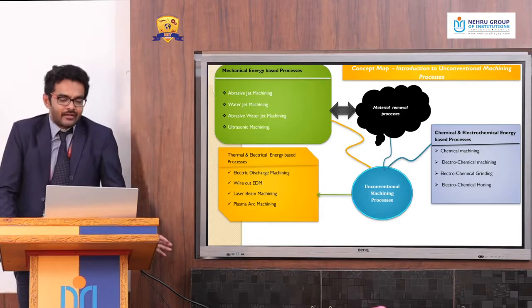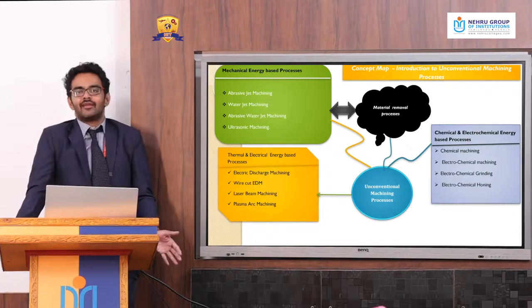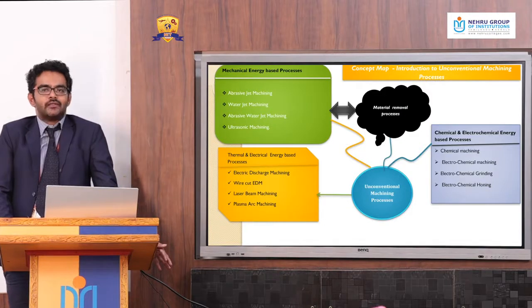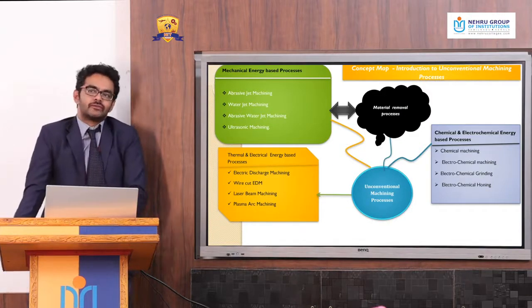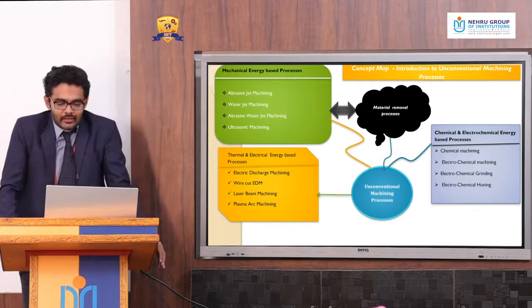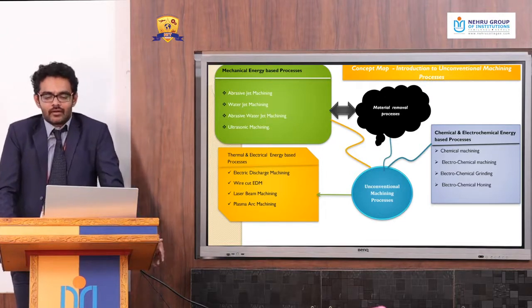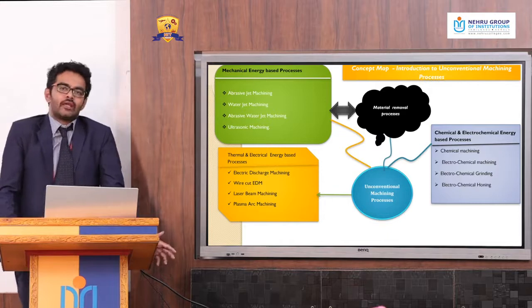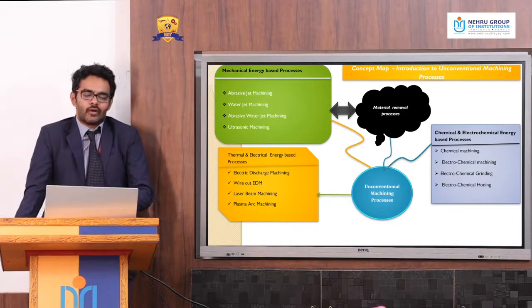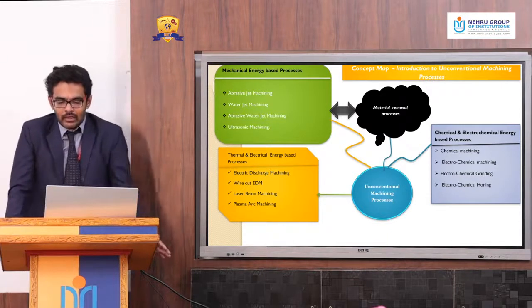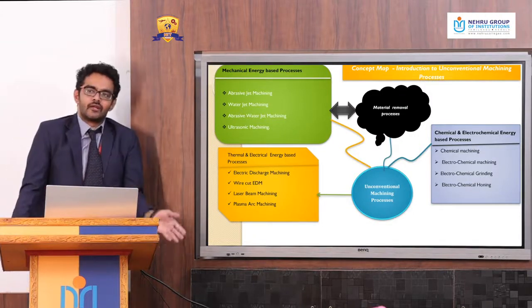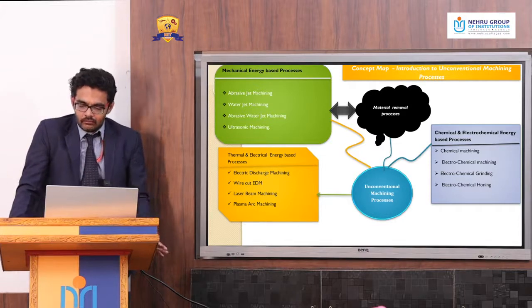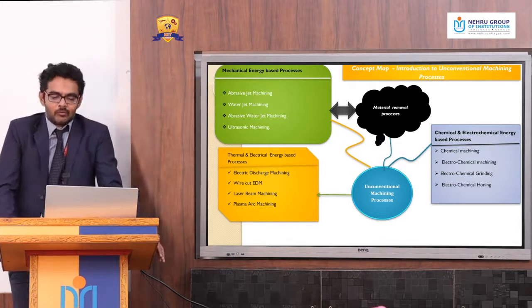Thermal and electrical energy based processes are electrical discharge machining, wire cut EDM, laser beam machining, and plasma arc machining. Then another classification is chemical and electrochemical energy based processes. Here the machining processes are chemical machining, electrochemical machining, then electrochemical grinding, and electrochemical honing. These are the processes that come under the chemical and electrochemical machining processes.